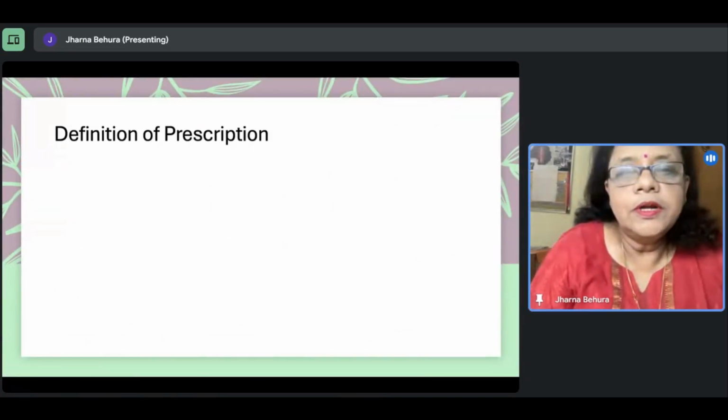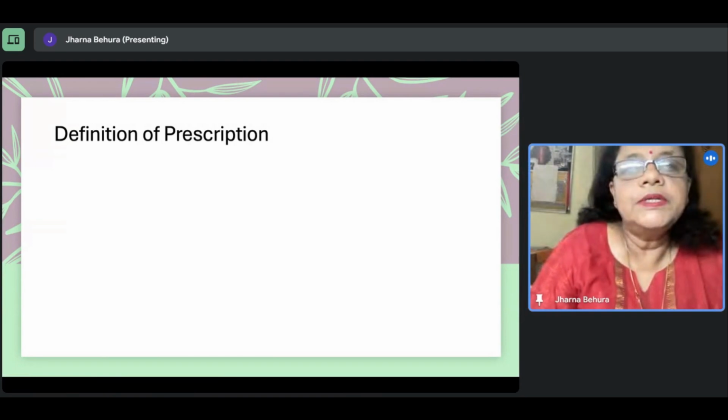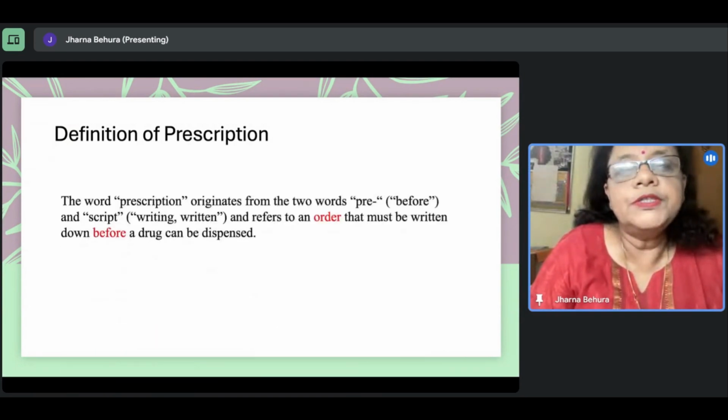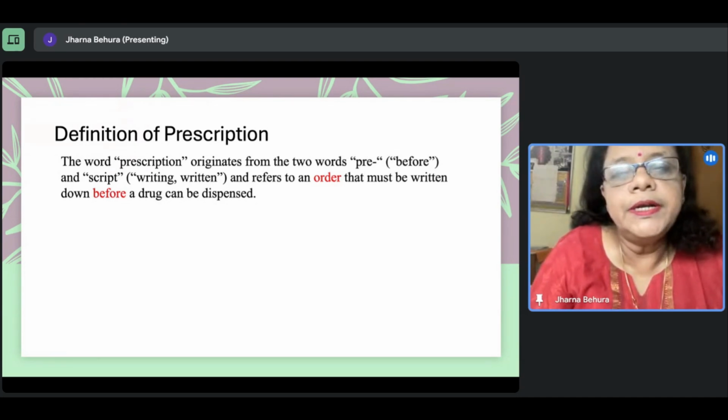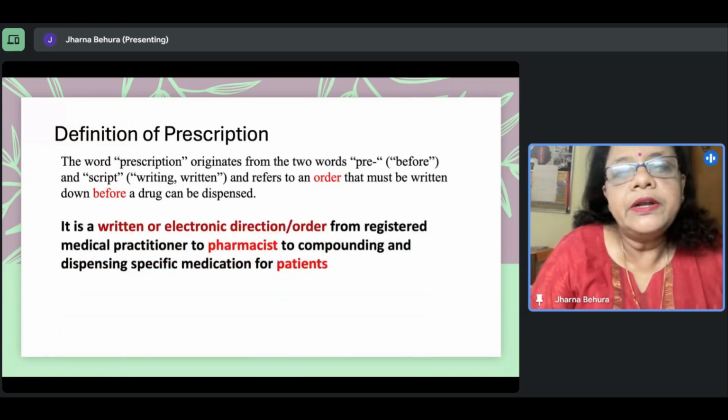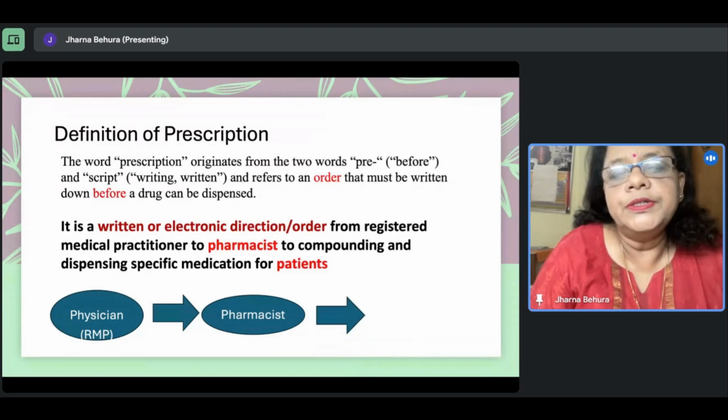So this is on prescription writing, the art of prescription writing and the legal value of it. The definition of a prescription: it originates from two words, pre, meaning before, and script, meaning writing, and refers to an order that must be written down before a drug can be dispensed. It is a written or electronic direction or order from a registered medical practitioner to the pharmacist for compounding and dispensing specific medications for patients.